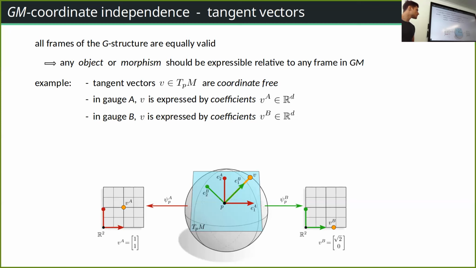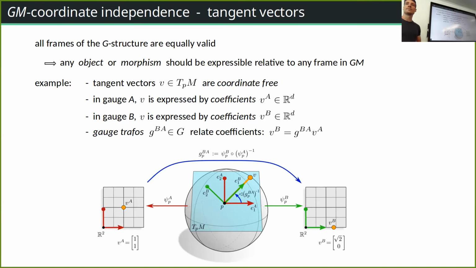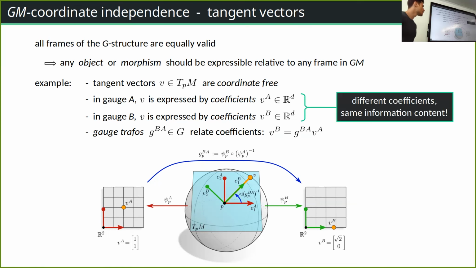Of course, we could again choose a different gauge B, and then we would get different coefficients v^B, which in this case would be (square root 2, 0). And of course, we have gauge transformations, and they are G-valued if we have a G structure. So this is what it means to have a G structure. The important point is that v^A and v^B are different numerical values, but they represent exactly the same coordinate-free geometric object, just relative to a different frame. Coordinate independence means it doesn't matter whether you describe everything relative to frame A or B.